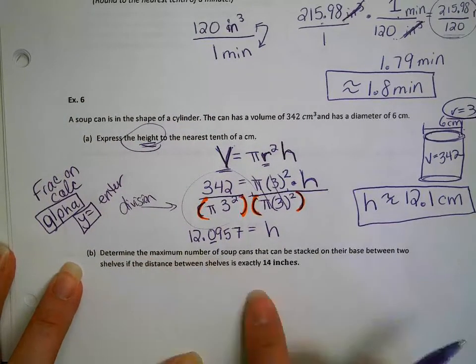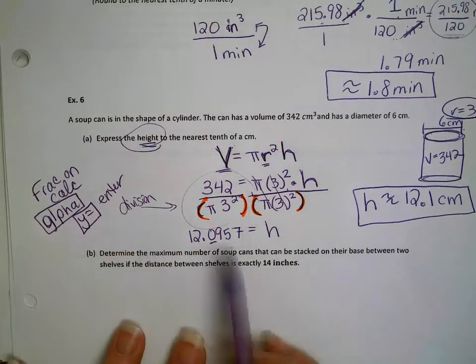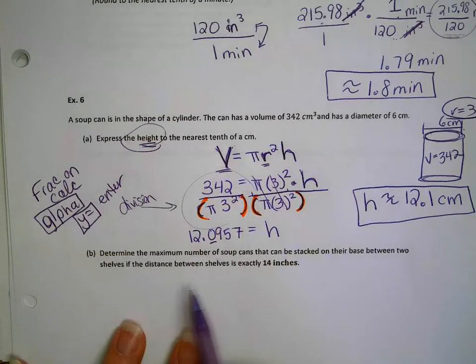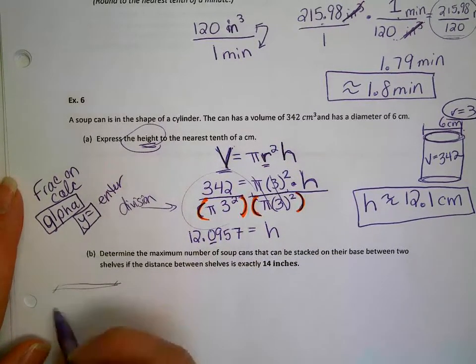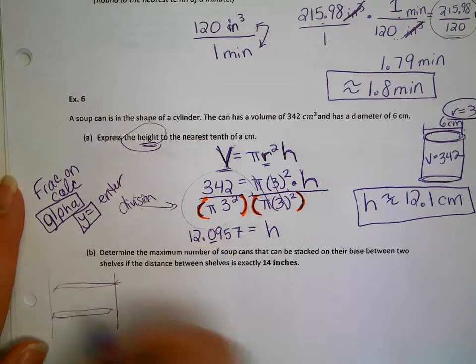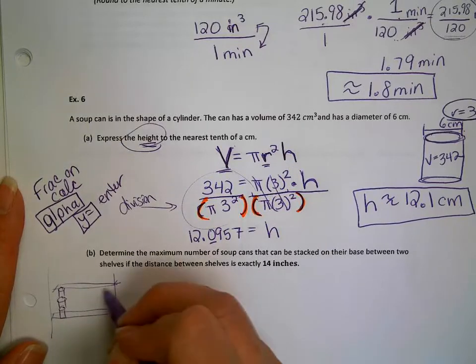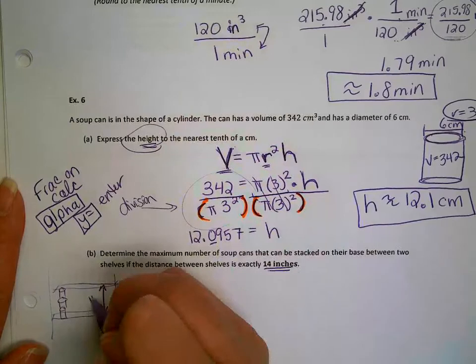Now, moving into a grocery store. They stack up soup cans on the shelves. Determine the maximum number of soup cans that can be stacked on their base between two shelves if the distance between the shelves is 14 inches. So if we have one shelf and its bottom shelf on a rack, we want to know how many soup cans can be stacked high between those two shelves if that height between the shelves is 14 inches.